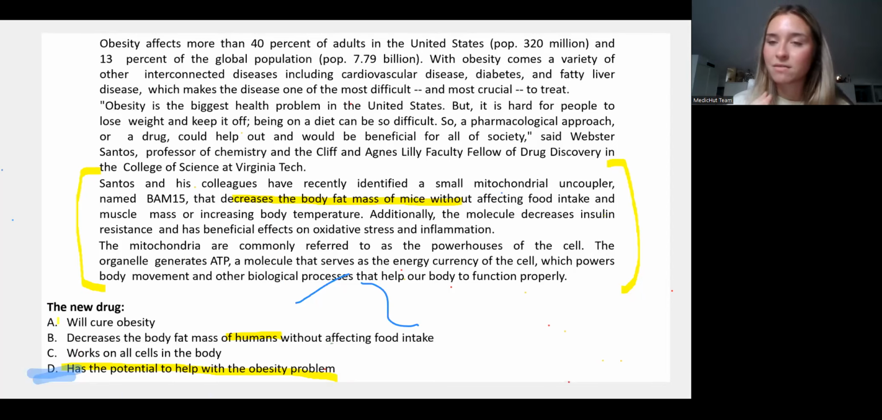So A is a very definitive statement. So it's a hard qualifier, more likely to be false. Whereas D leaves some room for interpretation. It's a soft qualifier. It's more likely to be true and therefore correct in this case.